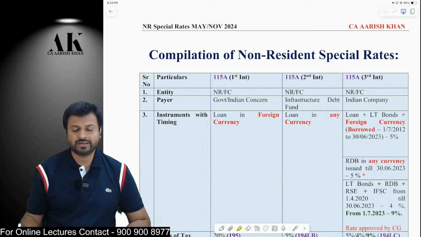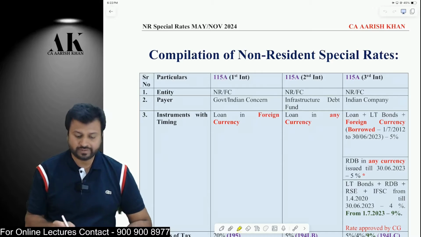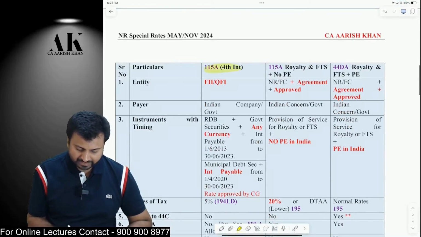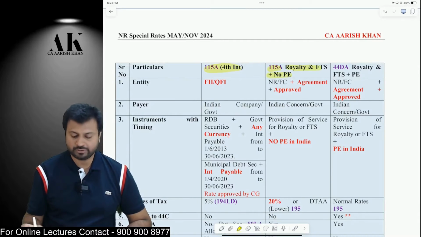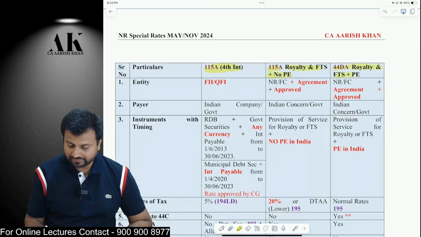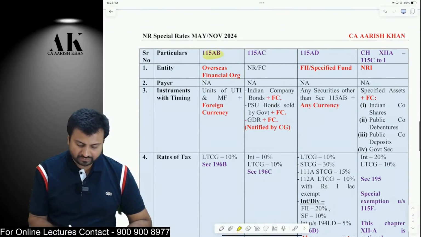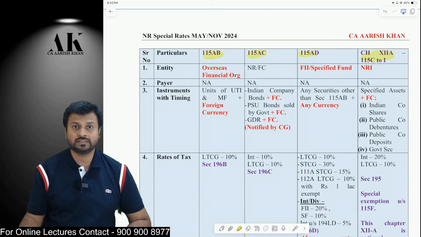So how I have divided them into 10 sections, let me tell you. First of all, 115A has 4 types of interest: 115A interest 1, interest 2, interest 3, and then 115A interest 4. Then 115A has royalty and FTS without permanent establishment. And then 44DA royalty and FTS with permanent establishment. Then comes your 7th section 115AB, AC, AD, and the last one Chapter 12A, which is for NRIs.